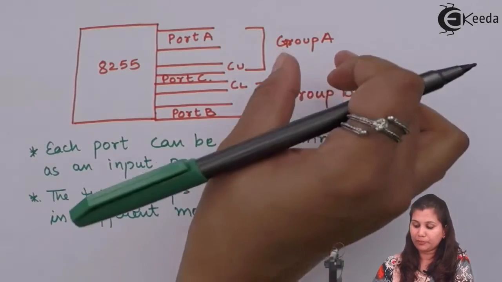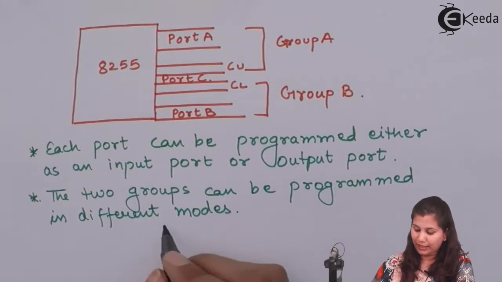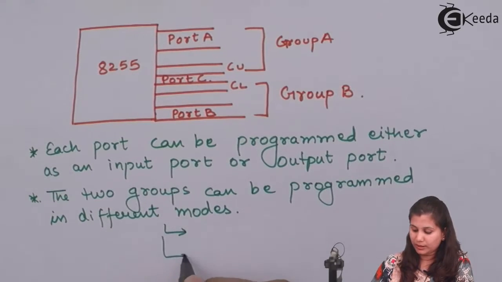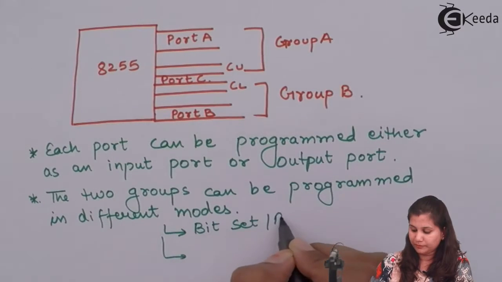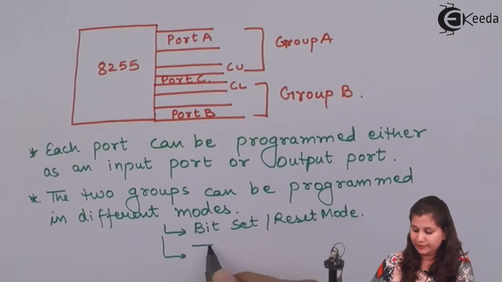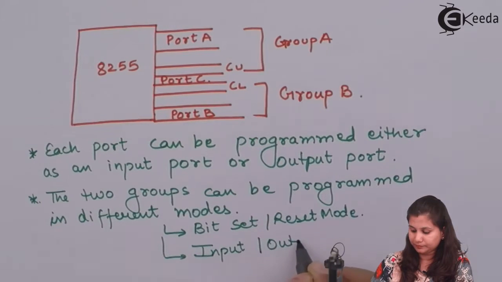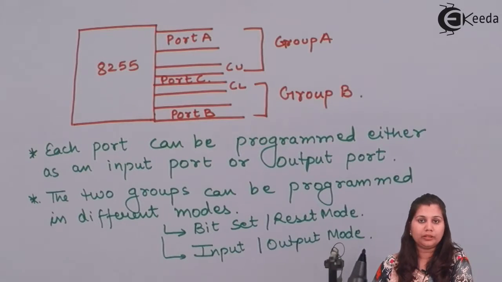The two groups of the ports, group A and B, can be programmed in different modes. And in 8255 we have 2 modes: bit set reset mode and the other is input output mode. So there are two modes, bit set reset mode and input output mode.